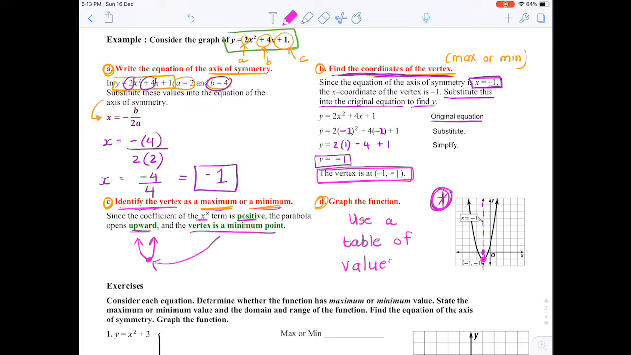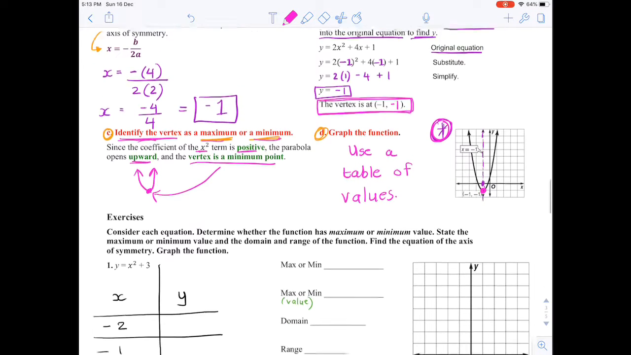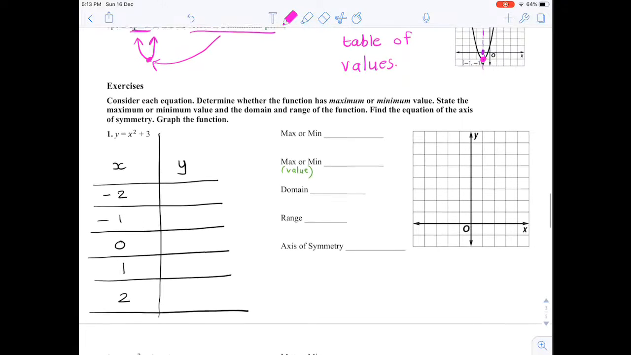And that's it. So let's put it into action. That's a very colorful looking page right now. Make sure you're copying all of this into your notes so you can use it to help you with your homework. Okay, so let's have a look at number 1 together here.